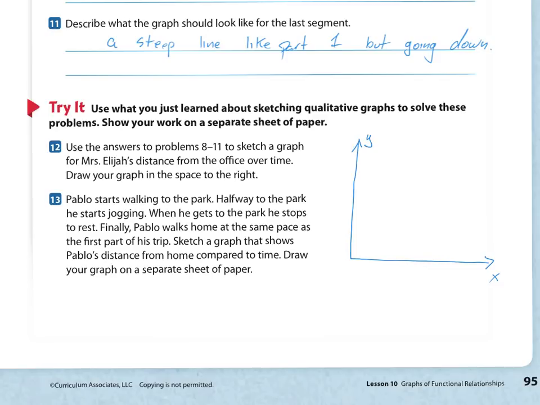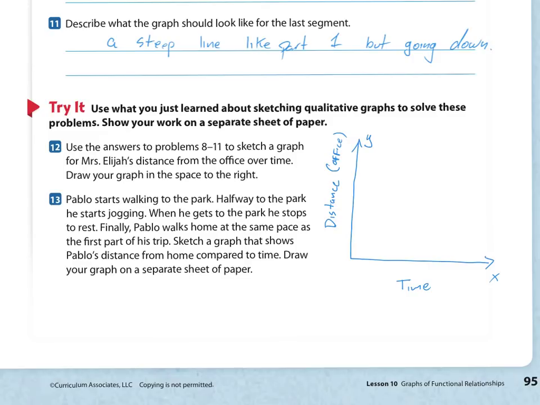Now we're going to be comparing the distance from the office. So this is going to be distance. I want to put in parentheses office, so we know how far away she is from the office. And then our x is going to be the time. Now, they just mentioned that she had to slow down, stop, and came back. They never gave us units, so we're not going to put any units. We're just talking about time in general.